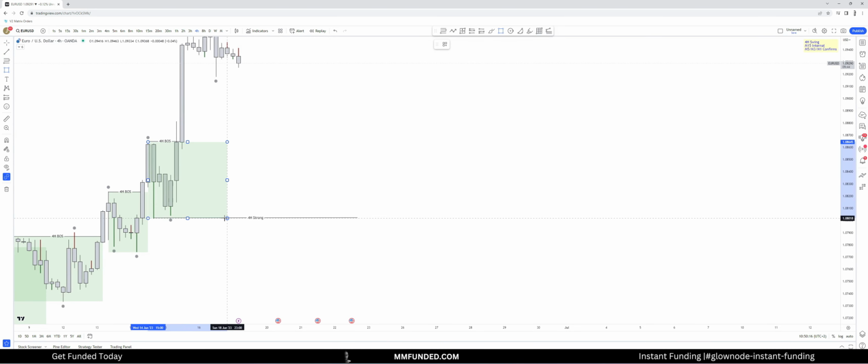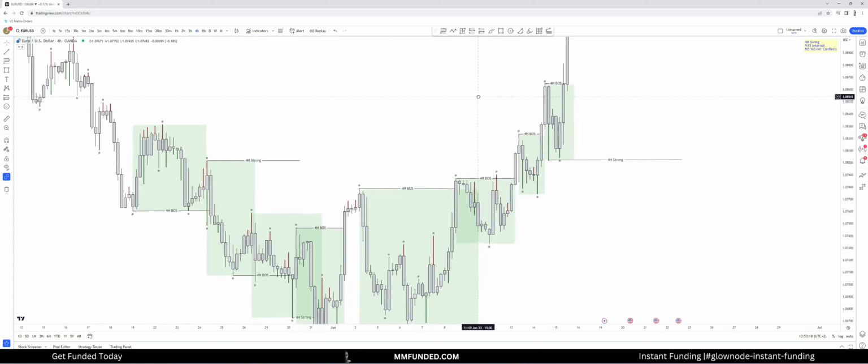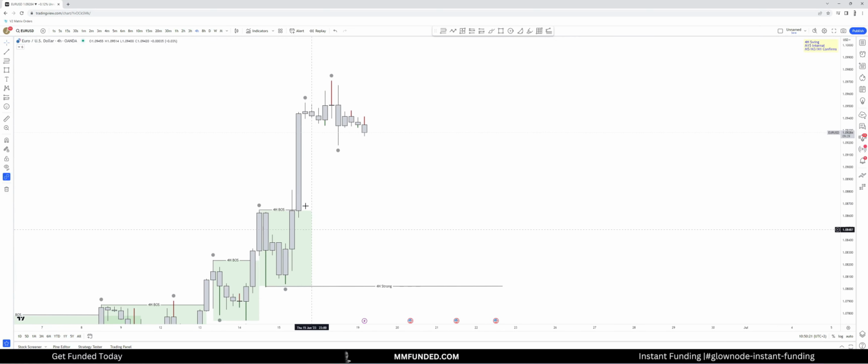This becomes your new first box of your 3-box system. All right, so price has now had that breaker structure to the upside.